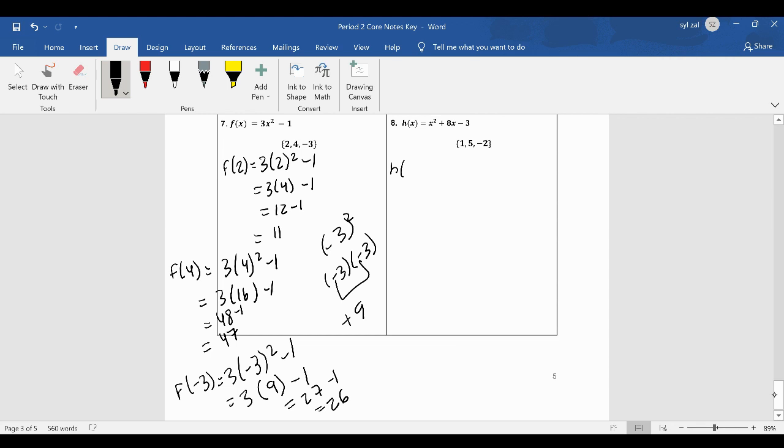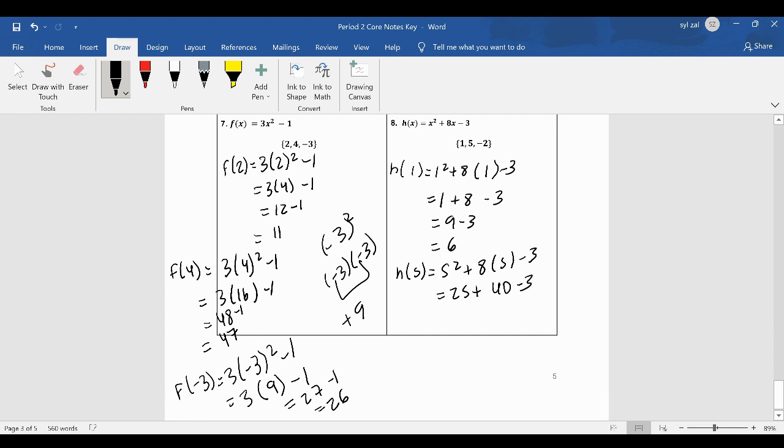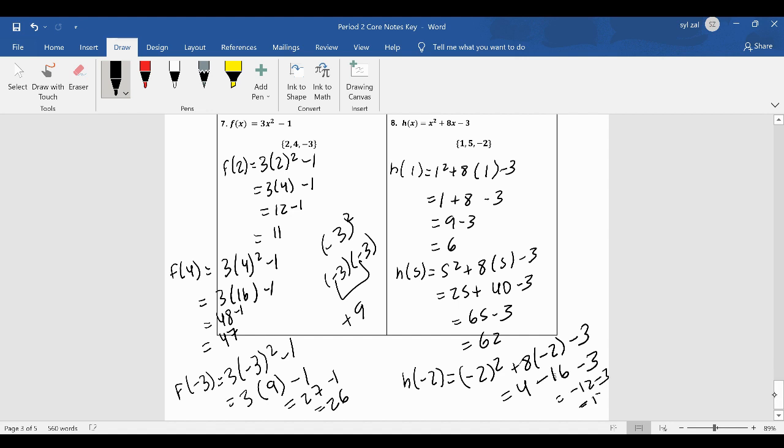All right, and then here we have h of 1 equals 1 squared plus 8 times 1 minus 3, which is 1 plus 8 minus 3. 9 minus 3 gives us 6. H of 5 is 5 squared plus 8 times 5 minus 3. 25 plus 40 minus 3. 65 minus 3 gives us 62. H of negative 2 equals negative 2 squared plus 8 times negative 2 minus 3. So 4 minus 16 minus 3 is negative 12 minus 3, which is negative 15.